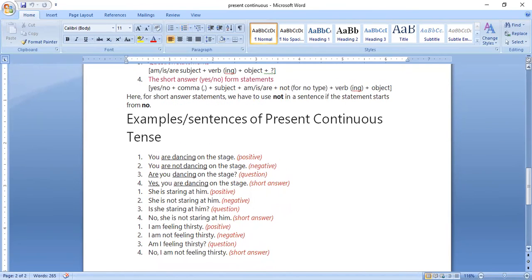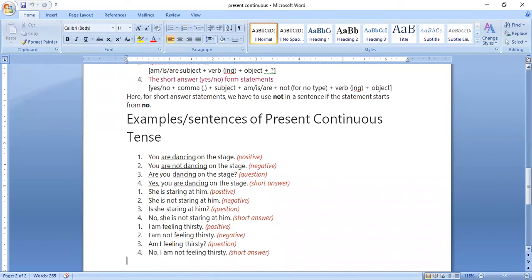You are dancing on the stage. You are not dancing on the stage. Are you dancing on the stage? Yes, you are dancing on the stage. She is staring at him. She is not staring at him. Is she staring at him? No, she is not staring at him.